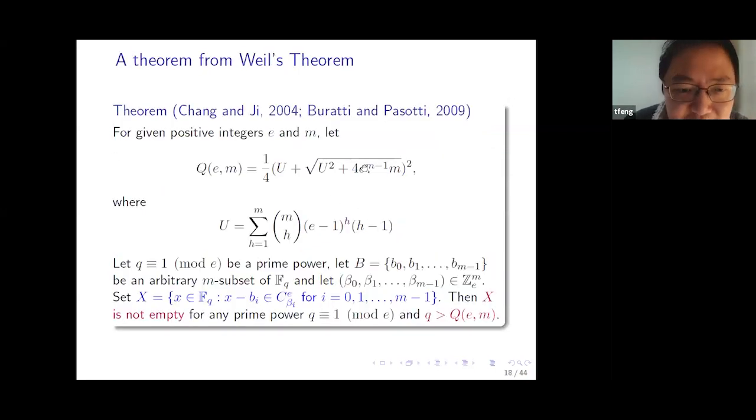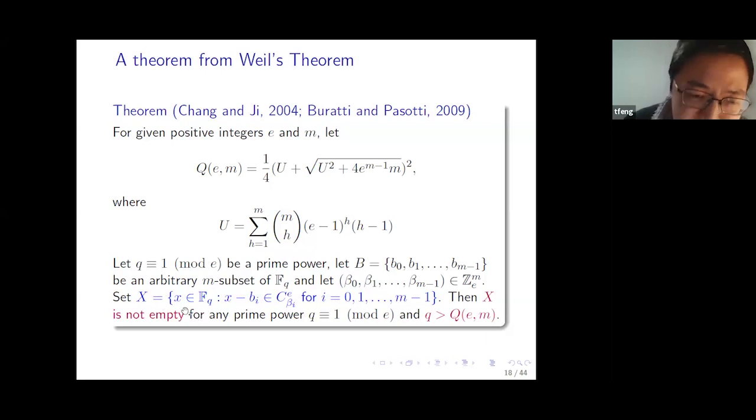Okay. The following theorem is actually a corollary, or is obtained by using the Weil theorem. Anyway, first let us see what the theorem says. First we look at this set. I colored it in blue, the capital X.